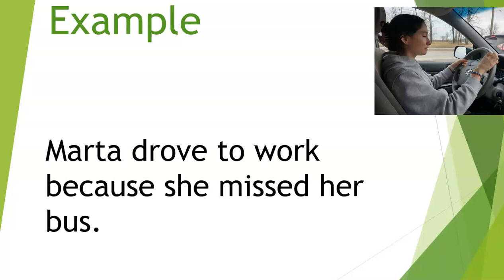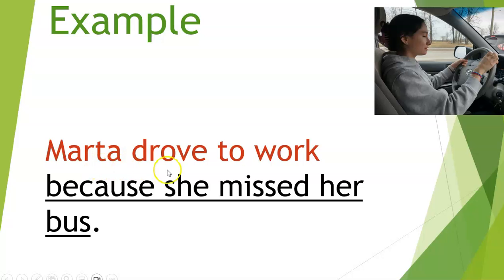Here's an example of a complex sentence. Martha drove to work because she missed her bus. So if I say something like this, you would write this on your paper, and then you are going to look for the dependent clause and the independent clause. Now, in this example, Martha drove to work is the independent clause, and because she missed her bus is what we call the dependent clause.